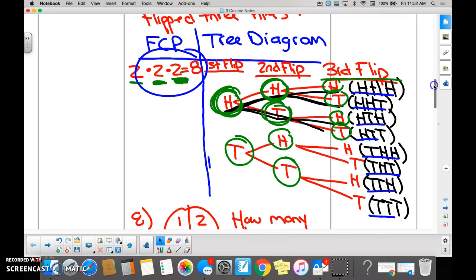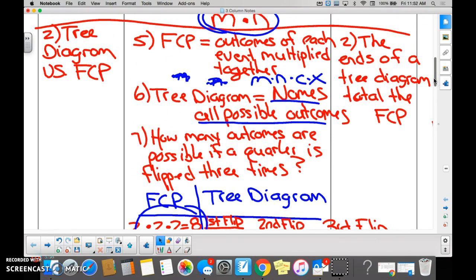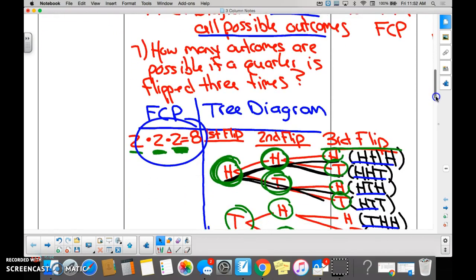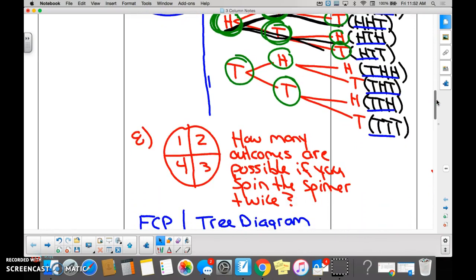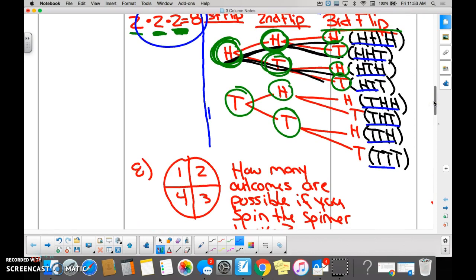Cameron said the ends of a tree diagram total the FCP. We're going to count again. You guys ready to count? Okay, so let's go to our tree diagram. I had a really hard time with this today. Let's count the ends of our tree diagram. 1, 2, 3, 4, 5, 6, 7, 8. And what's our FCP? 8.